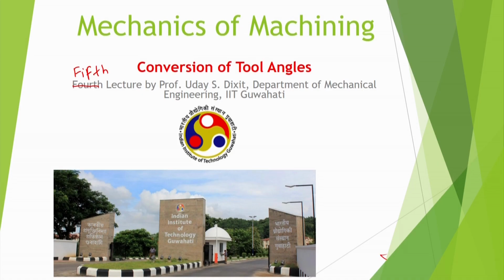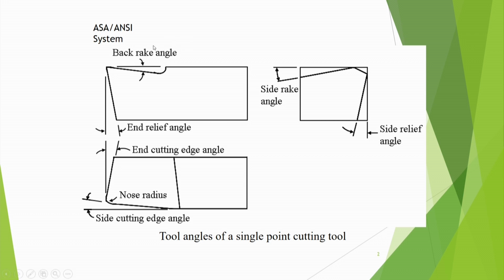In the last lecture, I introduced tool nomenclature. In this lecture, I am going to tell about the conversion of tool angles. So let us see what the various types of tool angles are in different systems. American system. In the American system, I said that if we make three orthographic projections, in those projections we can show the angles. In each one I can show two angles.